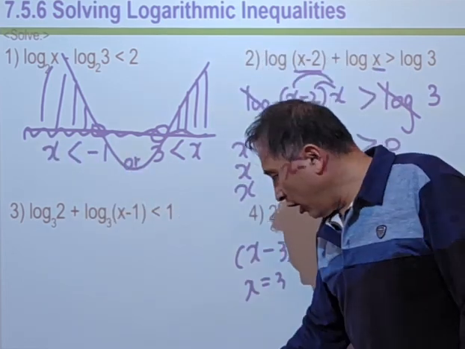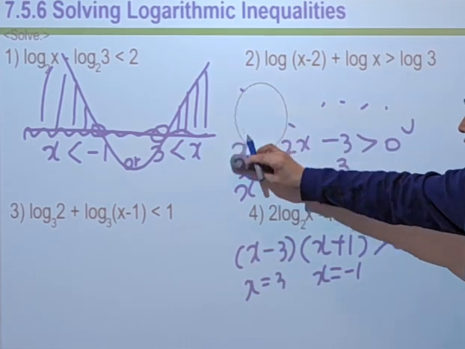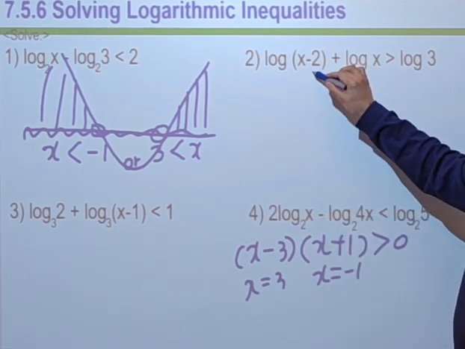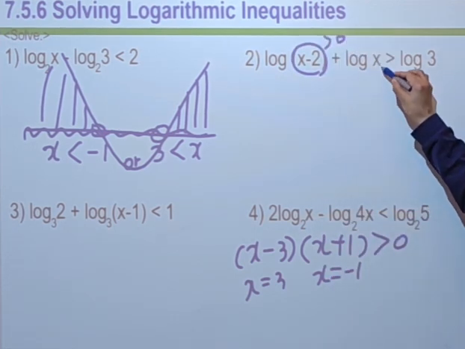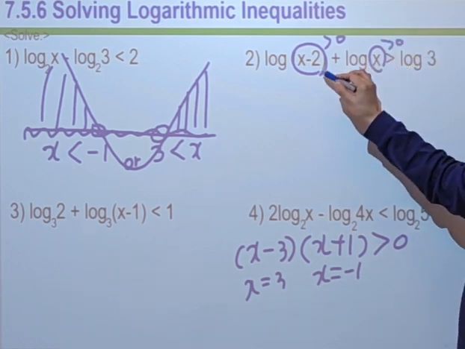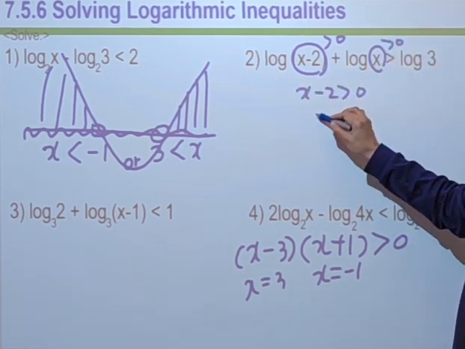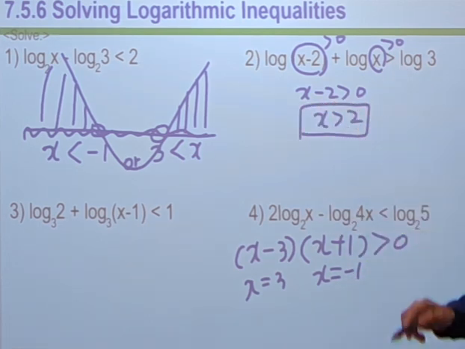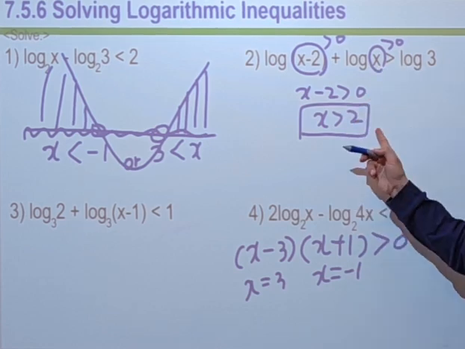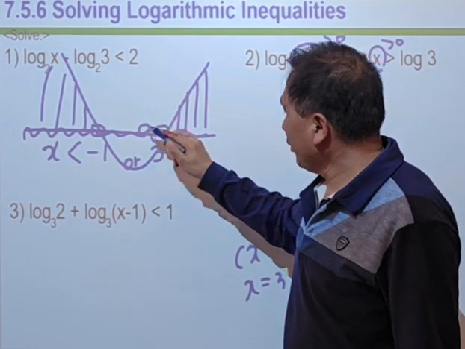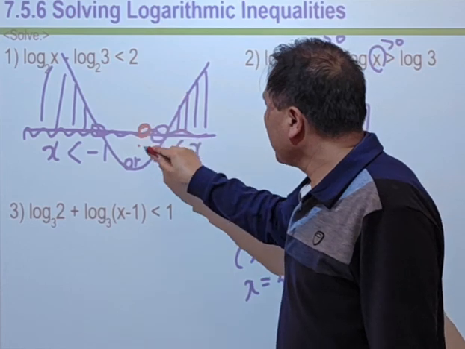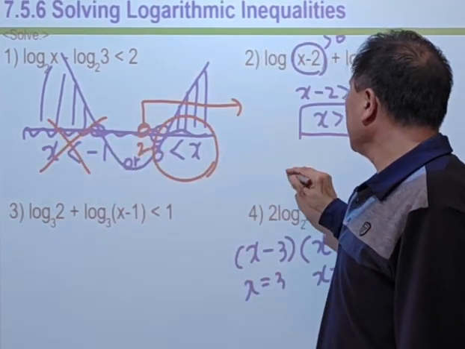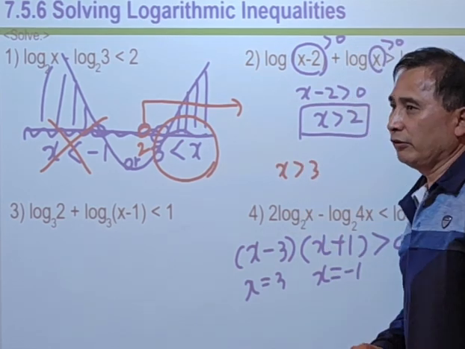But with log, all the time you need to check the condition. The condition of log, the base and the argument, both of them should be bigger than 0. So this argument should be bigger than 0, so x bigger than 0, and x minus 2 bigger than 0. From there, x should be bigger than 2. That's the condition, right? So x bigger than 2 includes bigger than 0. So only this is the answer. This is not bigger than 2. So x bigger than 3 is the answer here, right?